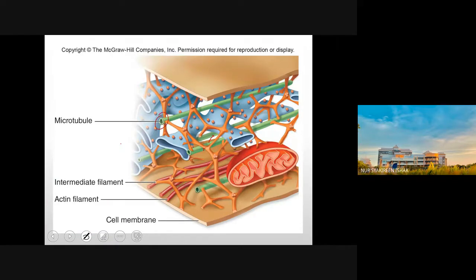Yeah, okay. And then you have the intermediate filaments, and then you have the actin filaments. Okay, so nampak ni, these mitochondria and this rough ER, they are anchored by the cytoskeleton. Okay, in this case by the intermediate filaments.